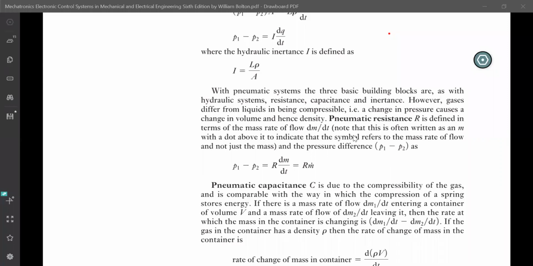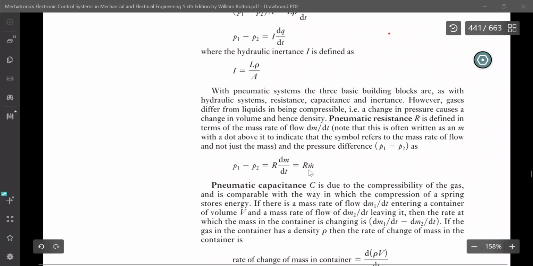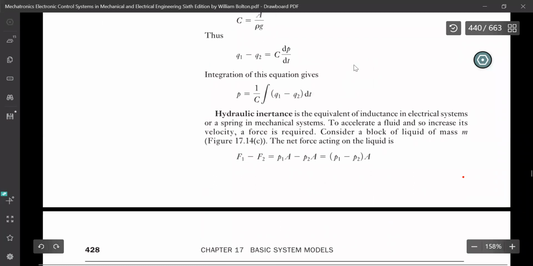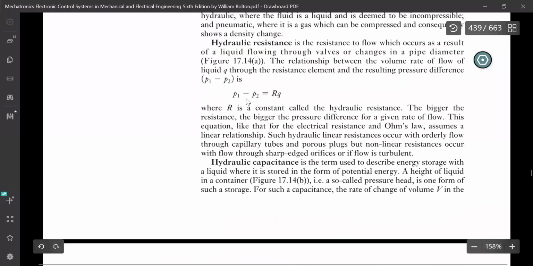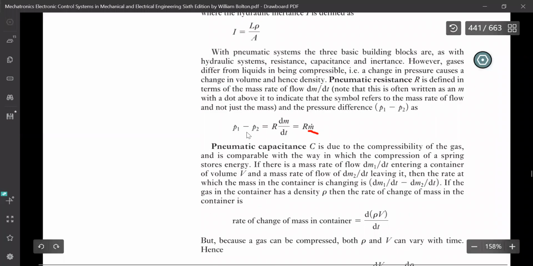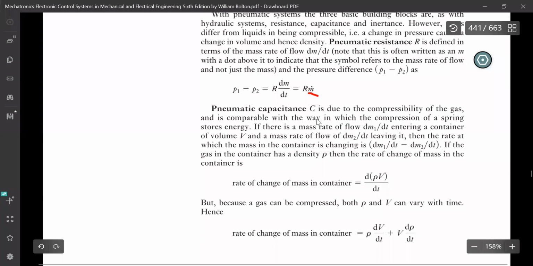So pneumatic resistance is defined in terms of mass flow rate dm by dt. This is often written as m with a dot above it. Instead of writing dm by dt, you can write m dot. That entirely depends upon you; it's just a representation. In the previous case, with a liquid, the equation was P1 minus P2 is equal to R times Q. Now, because gases are compressible, this equation changes to P1 minus P2 is equal to R times m dot.